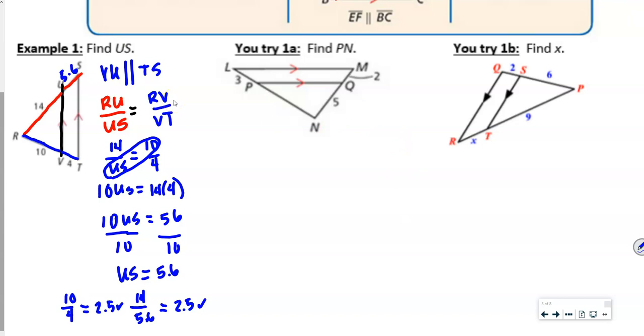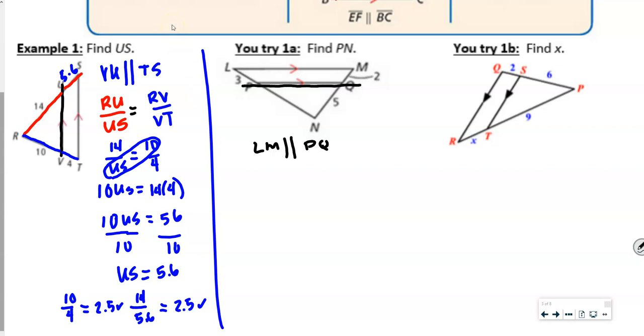Okay, so now we're going to do this U-try together. So here again, I always look to see, we see that we have two sets of parallel lines, right? So LM is parallel to PQ. So that's what's going to now create our ratio. So we're going to use that again. It's like our dividing line. So we're going to do 3 over PN, and that's going to be equal to 2 over 5. And I just set it up exactly the way the problem looks.